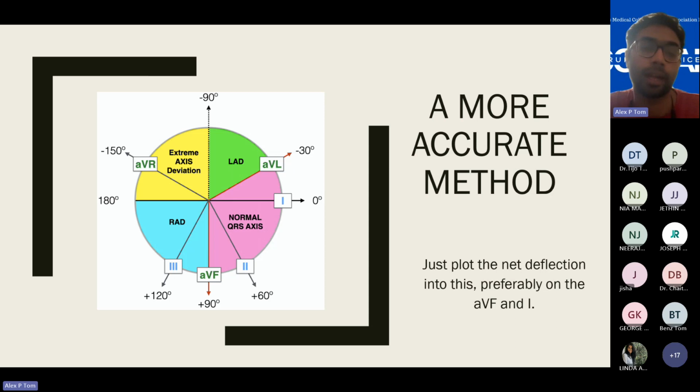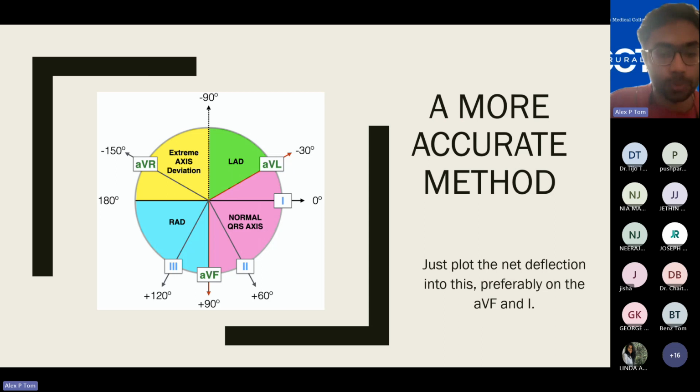So in that lead, the QRS deflection will be positive, indicating that the current is going in that direction. So I've described all those three methods quite fast, basically because those are not that accurate, or won't be that well used by most of you. The best thing to always do is to just plot the net QRS complex deflection or measurement into this graph or the lead.